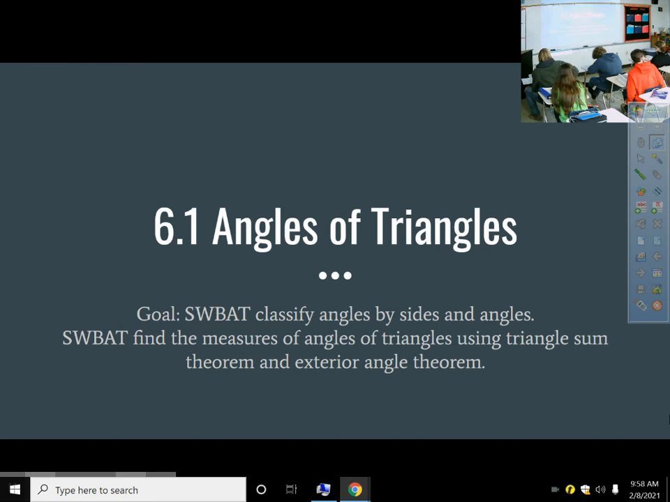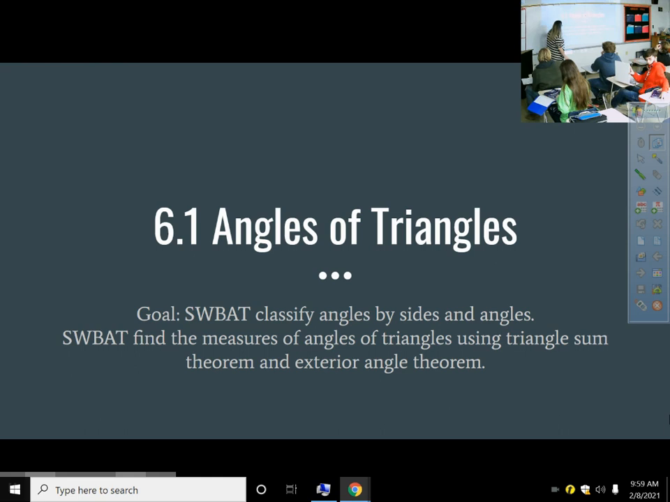Chapter 6 today. We're starting section 6.1, angles of triangles. Our goal, students, will be able to classify triangles by sides and angles, which you've done before. You did this back in elementary school, so we're going to go through that part kind of quickly.